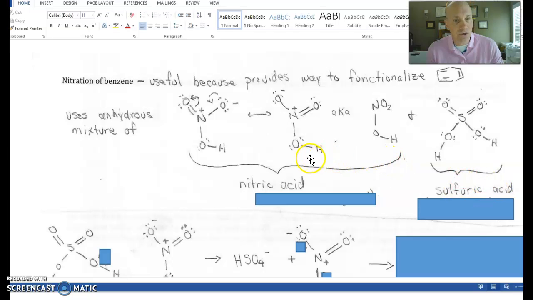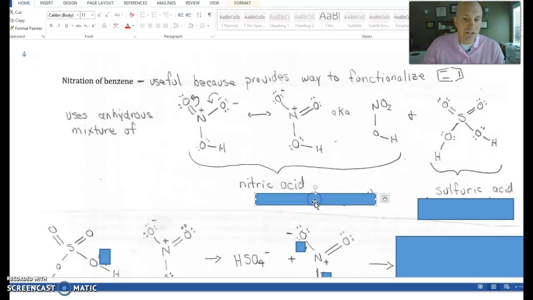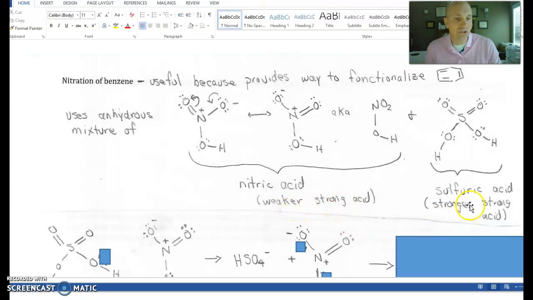It's kind of like saying if you had two heavyweight boxers. Any of these boxers could beat your average person, but that doesn't mean that they're completely equal if you compared them to each other. If they were to box each other, one would most likely be stronger than the other. So between these two acids, nitric acid is going to be a weaker strong acid, and sulfuric acid is going to be stronger.